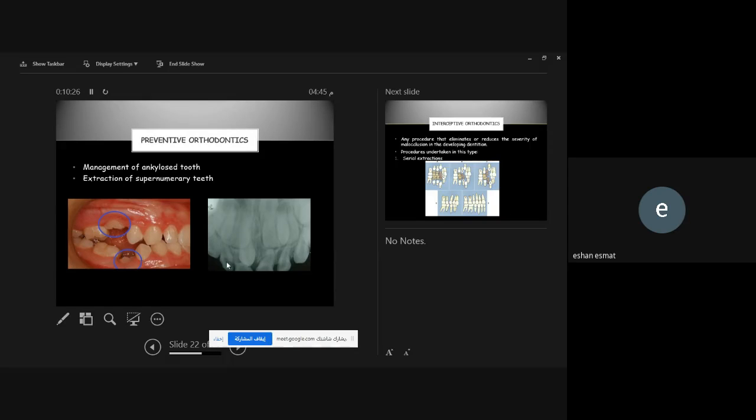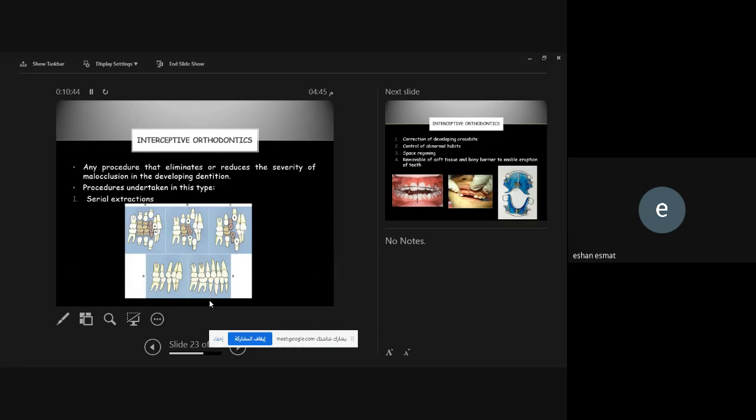Also extraction of supernumerary teeth. Here there is one extra tooth that prevented the eruption of the two central incisors. So this supernumerary tooth needs to be extracted.